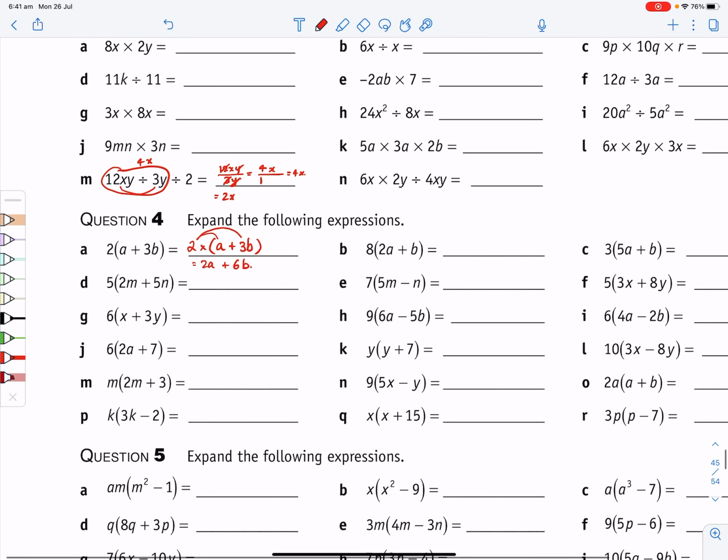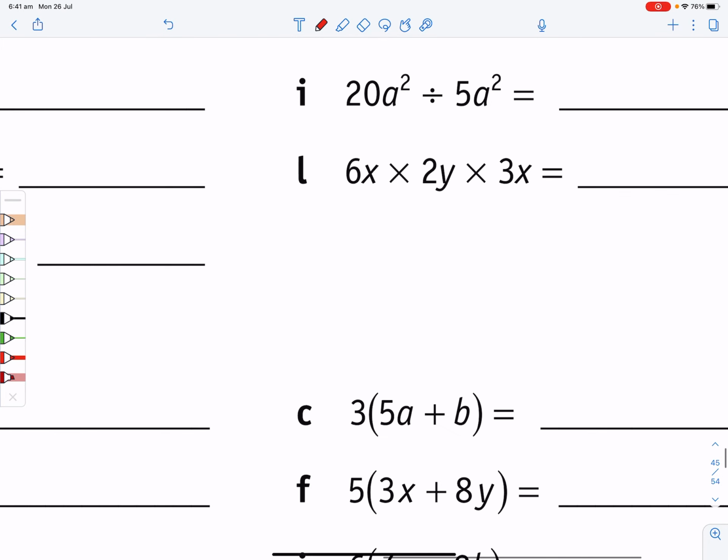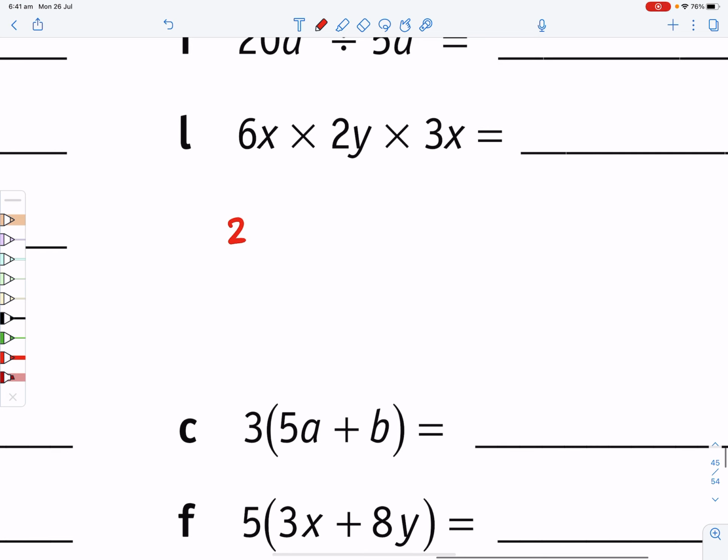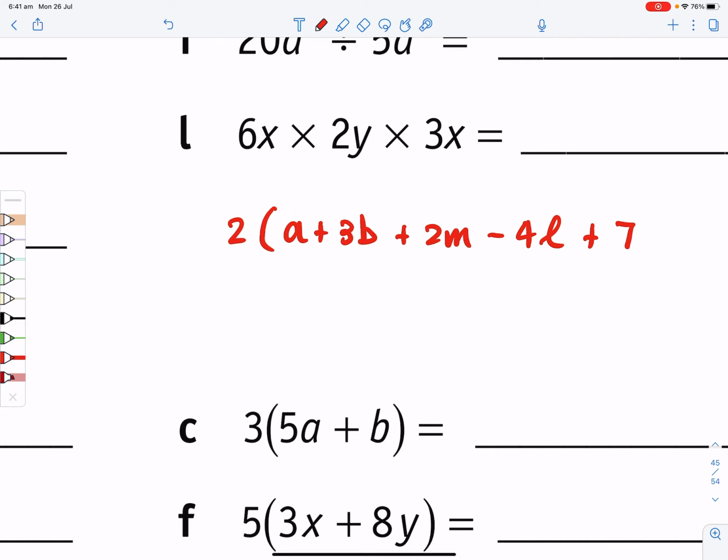Even if I gave you a question, and I'll write my own question up here, even if I gave you a question like this and asked you to expand it, it's 2 times this, then 2 times this, and then 2 times this, and then 2 times this, and then 2 times this. 2 times everything inside the brackets.